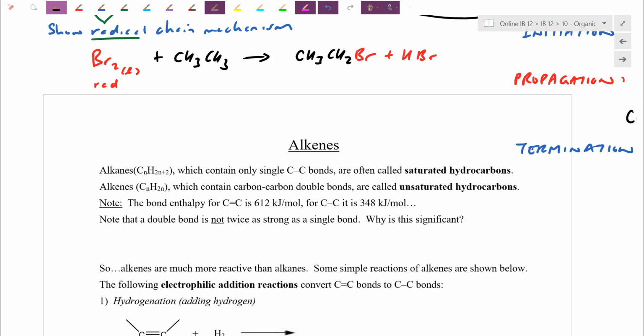An alkene here, the general formula for an alkane would have been CnH2n plus 2, but because we formed a double bond, every time you form a double bond, you actually lose 2 hydrogens. Alkenes with 1 double bond generally have the formula CnH2n.